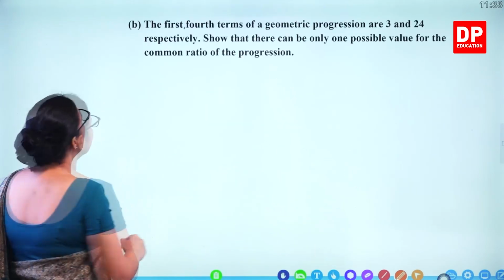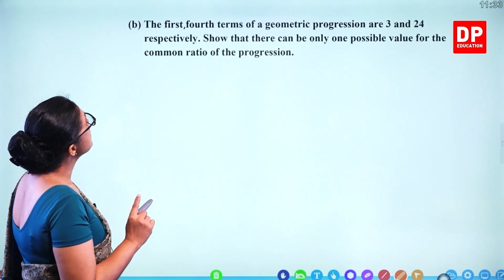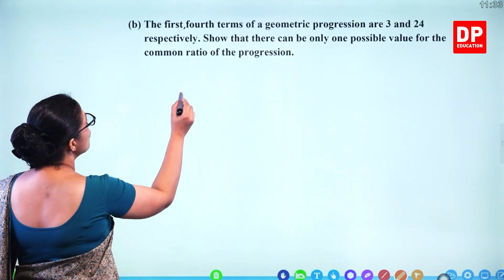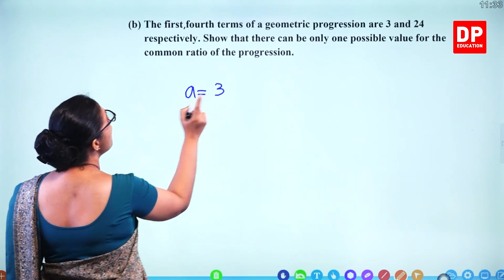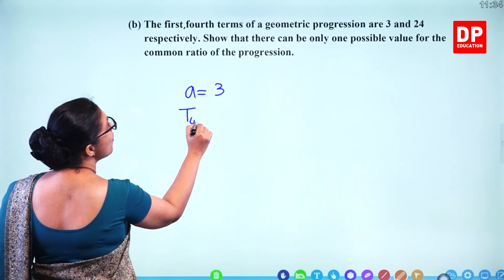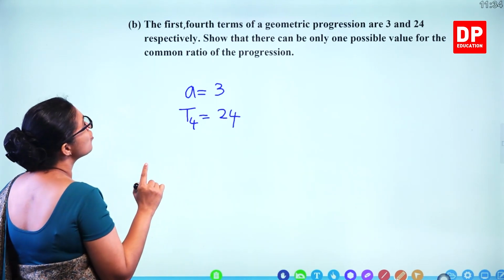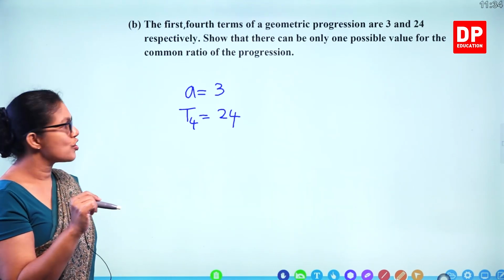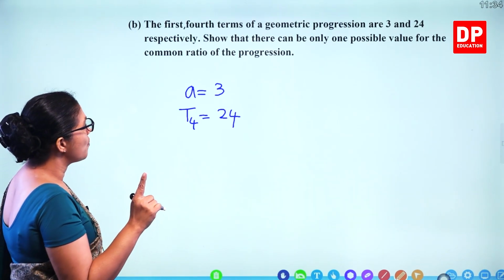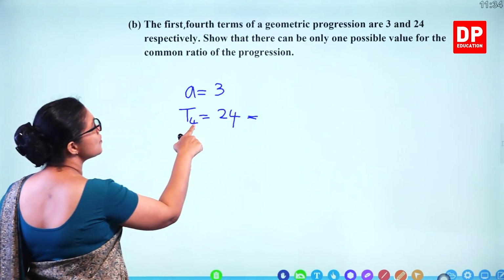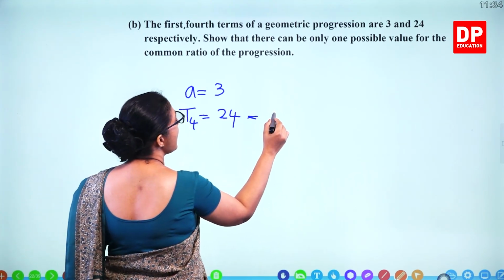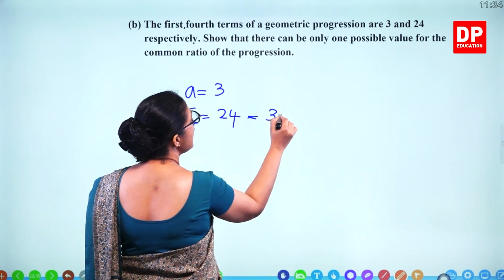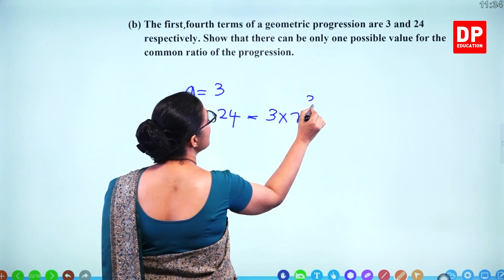Last part. Part B. First and the fourth terms of a geometric progression are 3 and 24. So first term a is 3. Fourth term, that means T4 equals 24. Show that there can be only one possible value for the common ratio of the progression. So this is a geometric one. How can you write this down? Fourth term, a r to the power 3, 4 minus 1. So a is 3, r to the power 3.